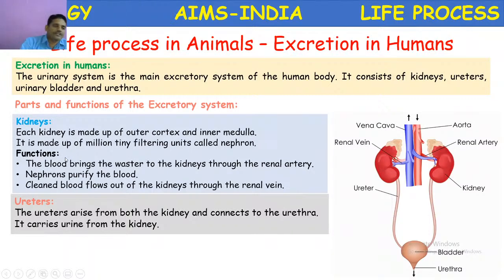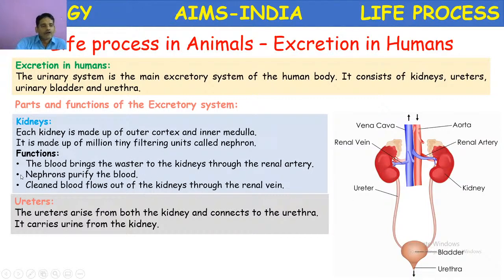In the functioning of the kidneys, the blood brings waste from different parts of the body to the kidneys through a special blood vessel called the renal artery. Renal represents the kidney. The artery which brings blood to the kidney is called the renal artery. Then it is divided into several small branches when it enters inside, called arterioles. Here is the concept we are seeing.